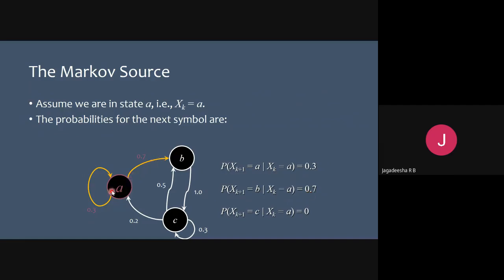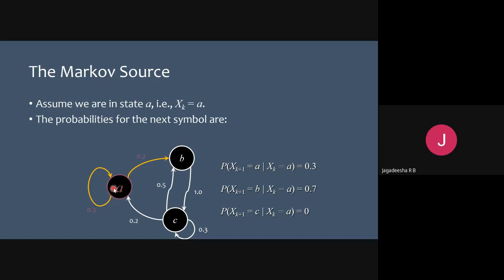So current state, that is x of k, what is that? That is A. What is the next state? X of k plus 1, that is B. So what's the transition probability? That's equal to 0.7. That's what is mentioned here, 0.7. This is a transition probability from the current state to the next state.